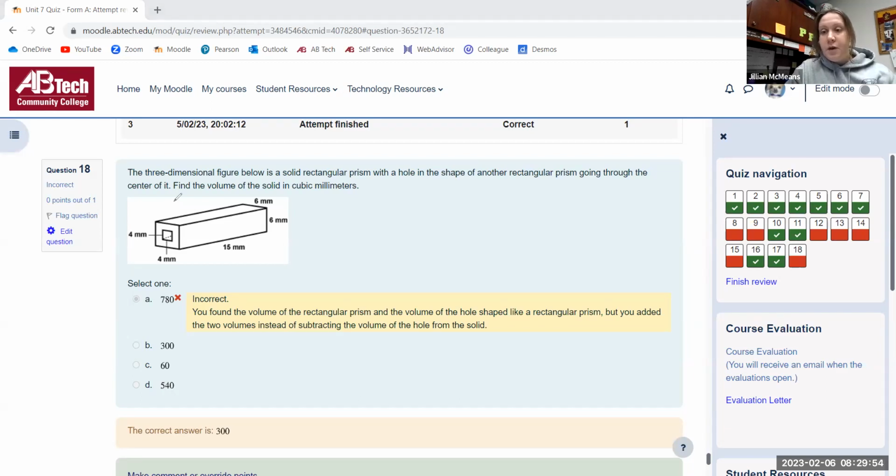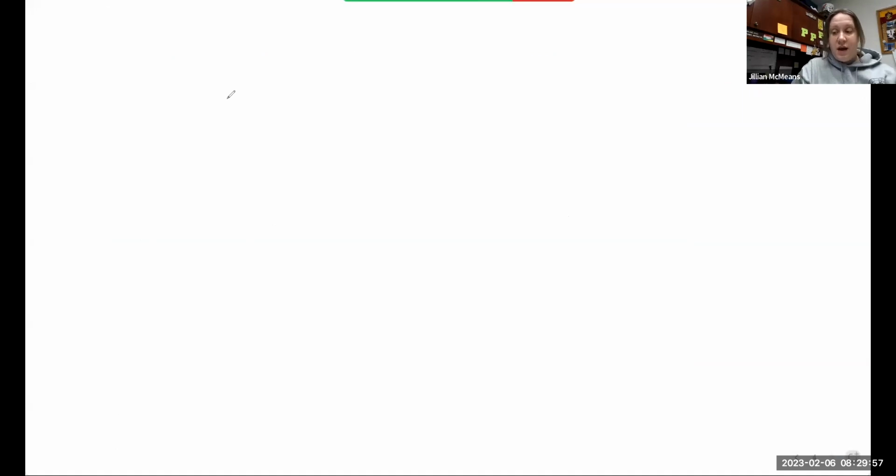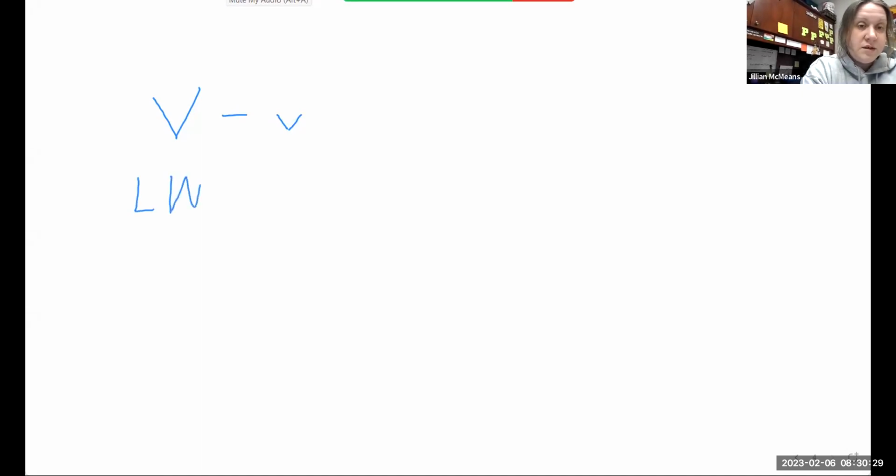So what we want to do is find the volume of the big rectangular prism. I'm going to call it capital A, and then we want to subtract lowercase a, the smaller rectangular prism, not area, volume. Let me erase that. Okay, so we're looking for the volume of the big rectangular prism minus the volume of the smaller rectangular prism. The volume of the larger prism is the length times the width times the height, and the same thing for the smaller prism.